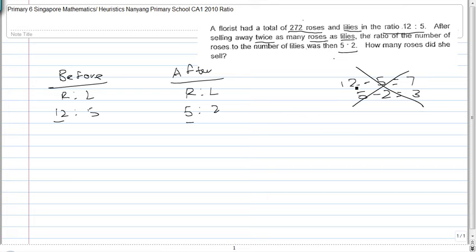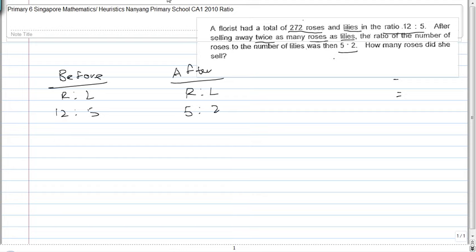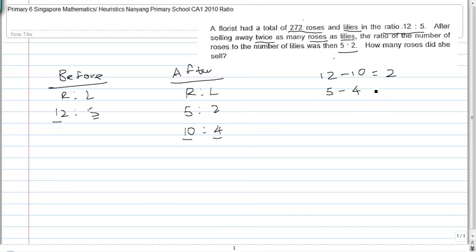So what you have to do is make some adjustments to the after ratio. Let's see. 5:2, if you multiply by 2, is also 10:4. Now if you take 12 minus 10, you see that you get 2. And if you take 5 minus 4, because these are the lilies, 5 minus 4 is equal to 1. Now it looks better.